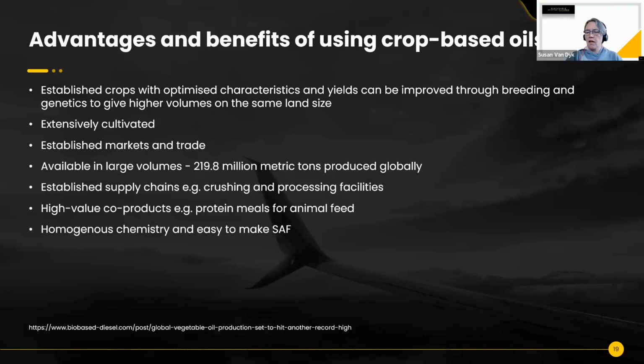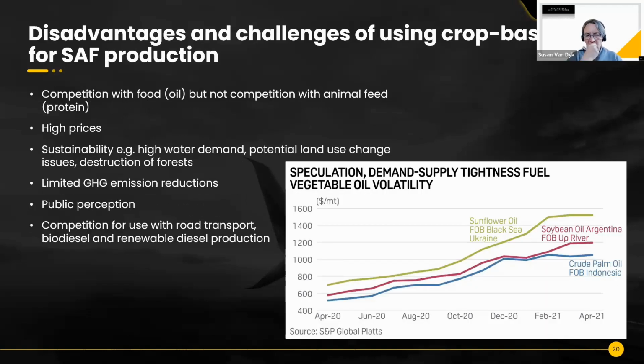So oils and fats have really low oxygen, and it makes it much easier and cheaper to produce SAF. But the disadvantage is, first of all, competition with food, although there isn't really competition with animal feed, because that will still be available, and the high prices.